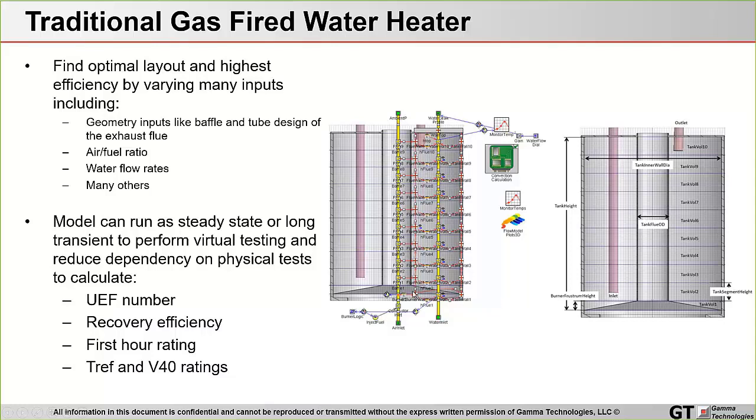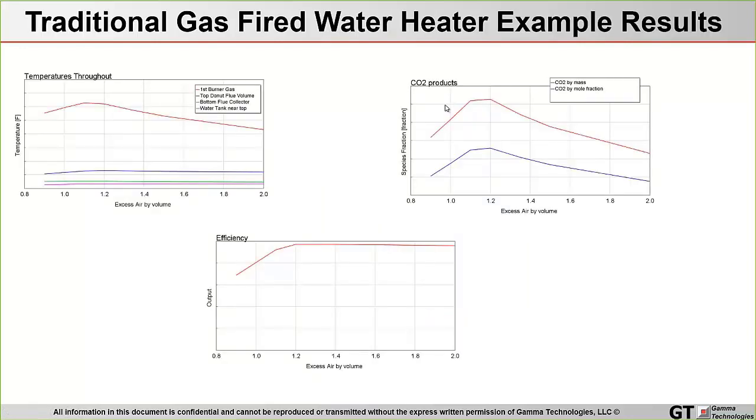And you can see the basic concept here is where we discretize the tank into many axial segments, and then we have the gas flow path, which is right down in the center here, with combustion occurring and hot gas flowing through the center and exchanging heat with the flue wall, ultimately to the water inside the tank. And here's just some example results that you can get from a gas-fired heater, where you can look at things like temperatures throughout the system, CO2 products of combustion, what the thermal efficiency looks like, and in this case we're looking at different excess air by volume and so on.